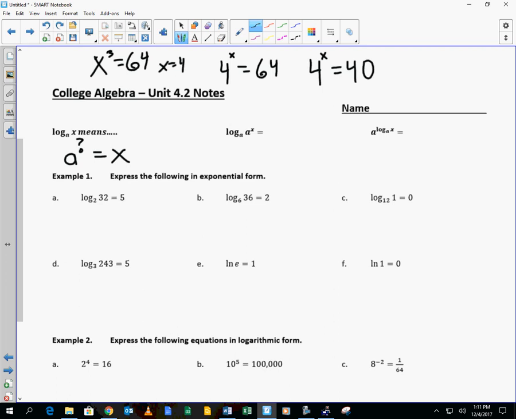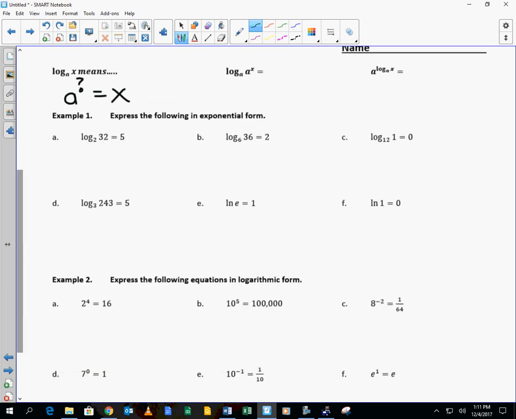So log base a of x means a to what power is x? So these are currently logarithms. It says log base 2 of 32 is equal to 5. Or base 2 with an exponent of 5 is equal to 32. So you can take logarithms and write them in exponential form, and you can take exponentials and write them in logarithmic form. So right now this is a logarithm. Now it's written in exponential form. So next one would be what?